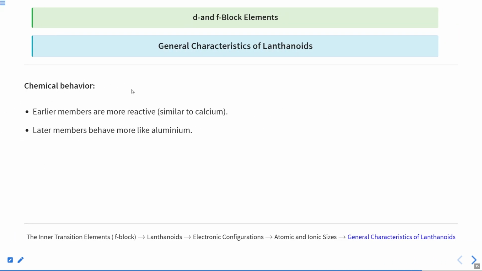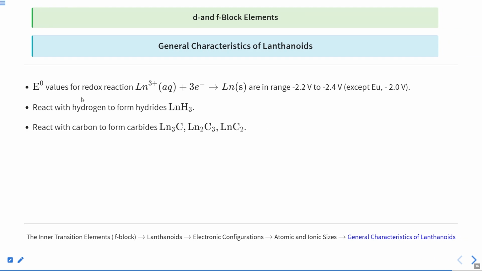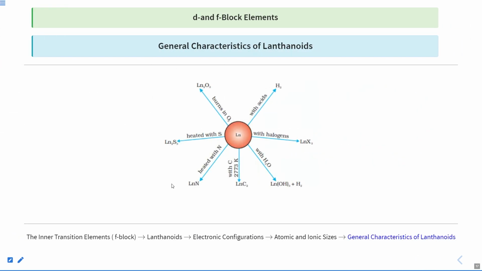So this is a thing I have told you. At last we have this diagram, which is very important. Each of these reactions is very important. In each of these reactions, you will notice that the metal is again moving to its stable oxidation state, which is +3.